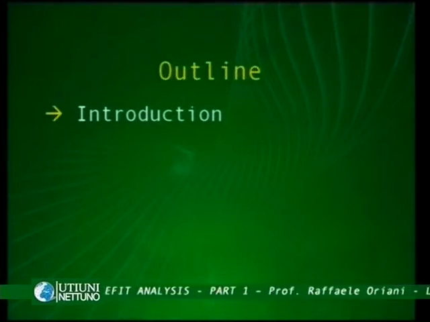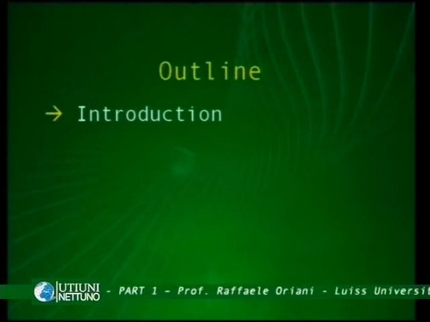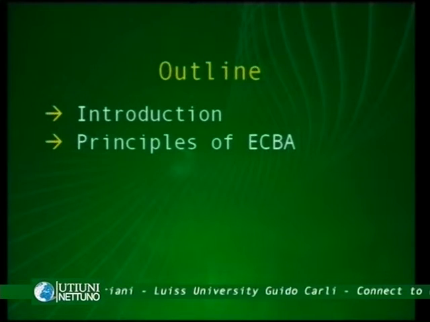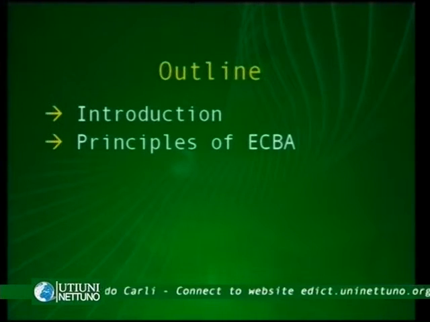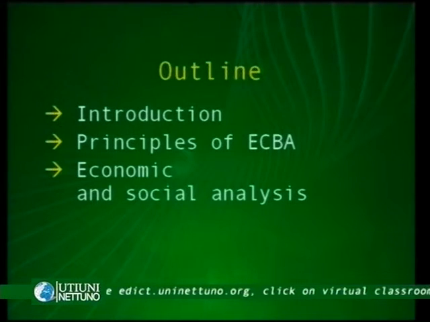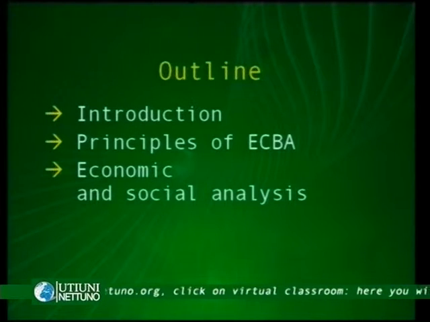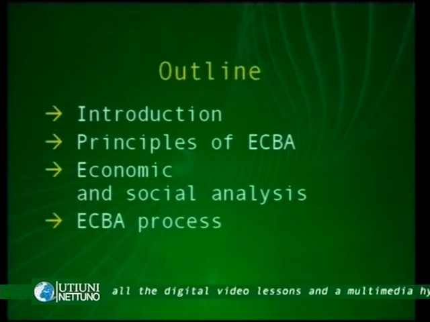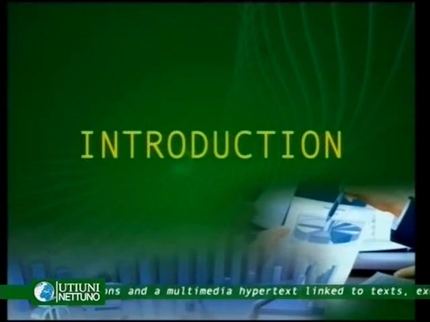So the outline of this class is organized as follows. First of all, we'll have an introduction about economic cost-benefit analysis. Then we'll look at the principles of economic cost-benefit analysis, also abbreviated as ECBA. Then we'll go more in depth and we'll distinguish economic from social analysis. We'll see that the two refer to two different stages of the economic cost-benefit analysis. And then we'll analyze the economic cost-benefit analysis process. So let's start from the introduction.